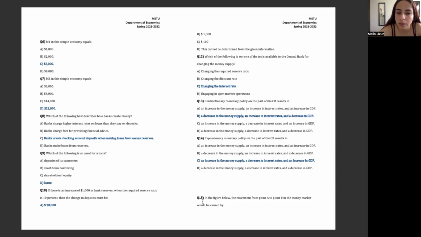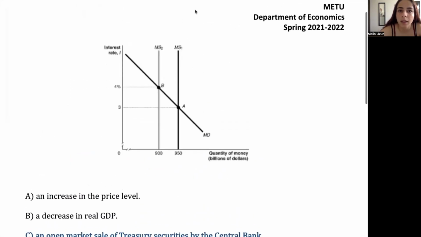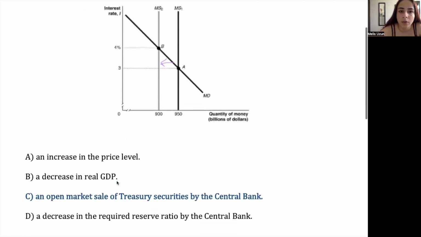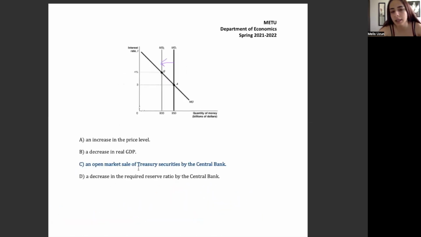So let's look at this last question. In the figure below, the movement from point A to point B in the money market will be caused by. We were at point A and moved to point B, and we see that the money supply decreases because it shifts to the left. How? An open market sale of treasury securities by the central bank. If the central bank implements an open market sale, it will decrease the money supply because it sells bonds. So the money supply will shift to the left, and we will be at point B.